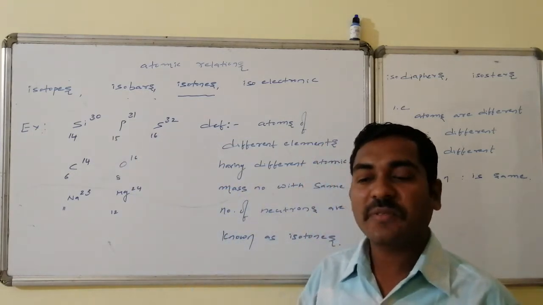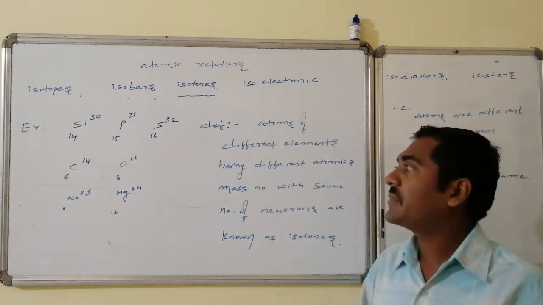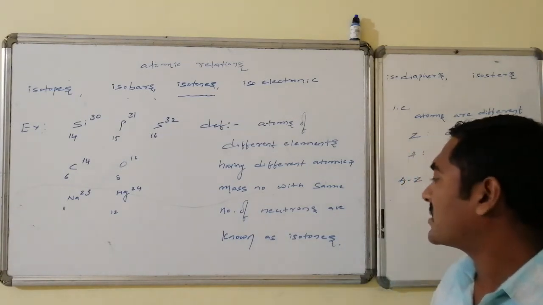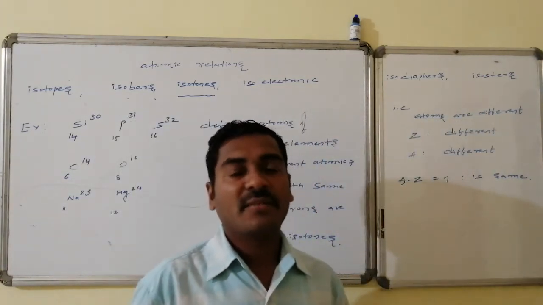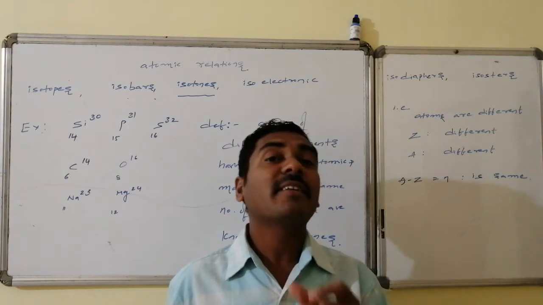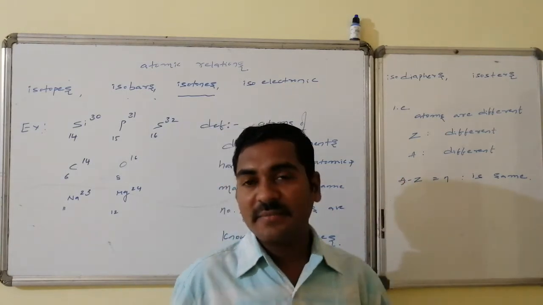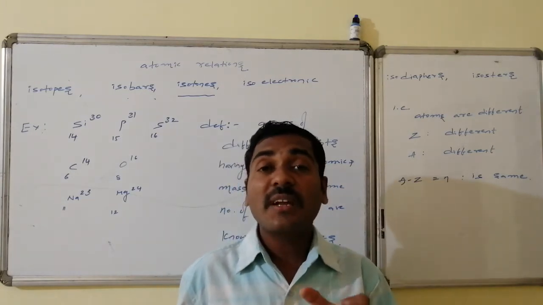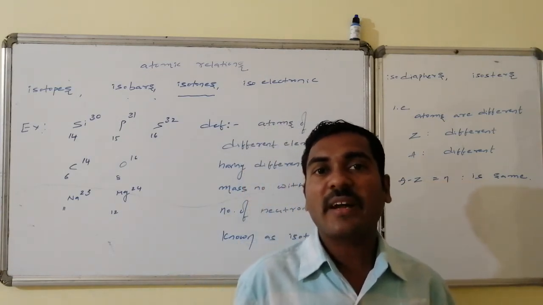This set are isotones to one another. The second and the third sets are also isotones to one another. Definition-wise, atoms of different elements having different atomic and mass numbers, but with the same number of neutrons, are said to be isotones to one another. That is, the atoms are different, properties are different, atomic number is different, mass number is different, but they are logically interrelated with the same value of N. How is N calculated? N is calculated as A minus Z, that is mass number minus atomic number is equal to the number of neutrons. That number of neutrons is the same. Such atoms are said to be isotones to one another.